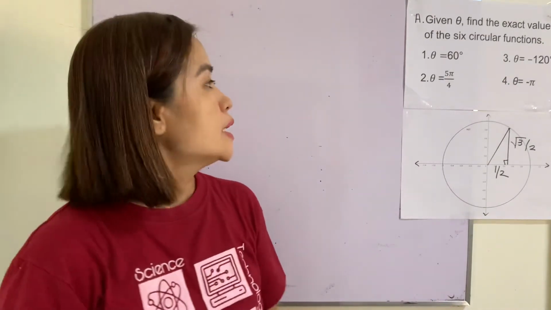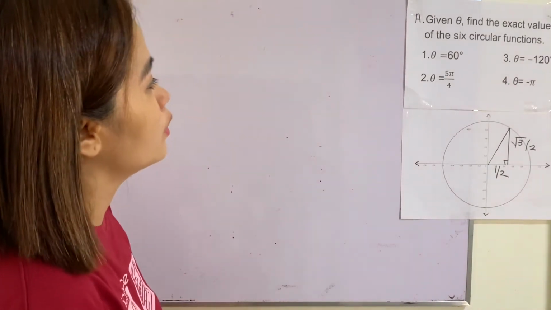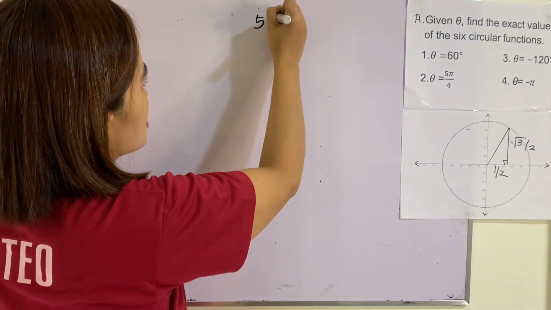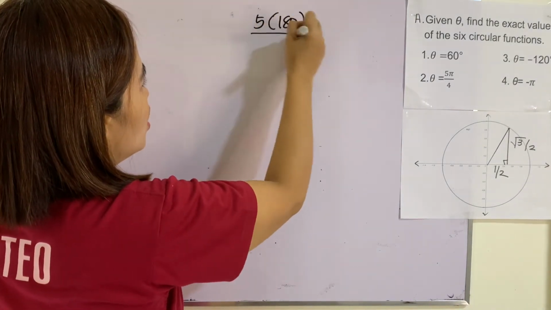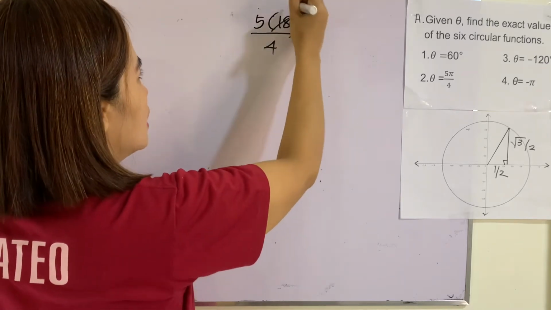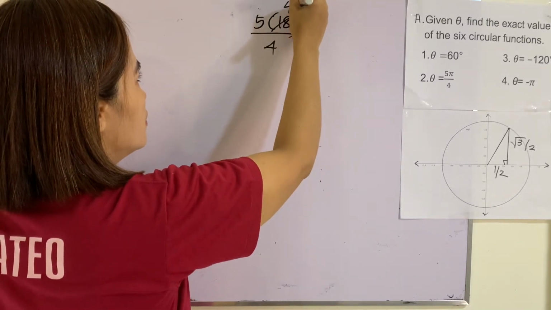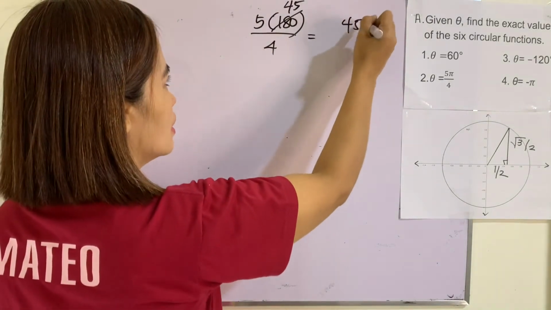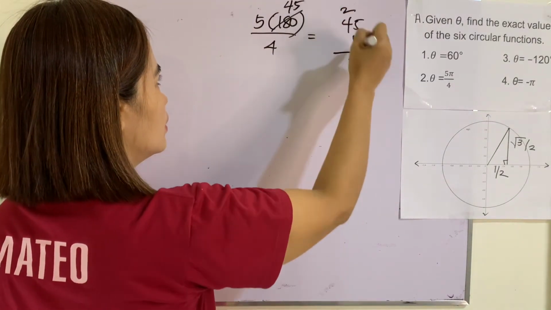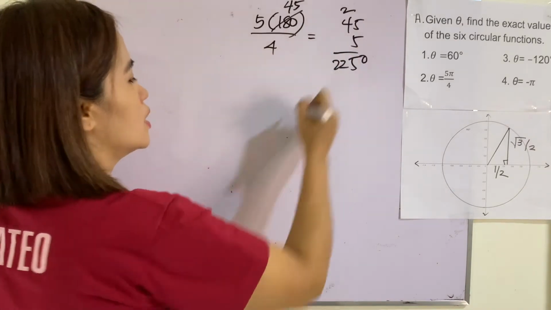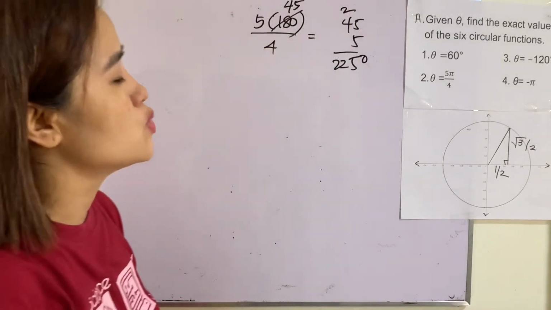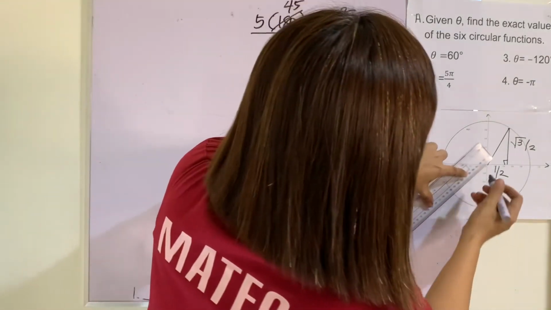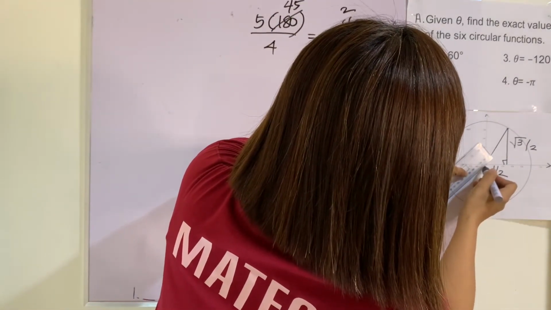Number 2, the given theta here is 5 pi over 4. I will be converting this into degrees. So this is 5 times 180 over 4. This one is of course 45. So 45 times 5 is equivalent to 225 degrees. And that 225 degrees is located here. This one is 225 degrees.